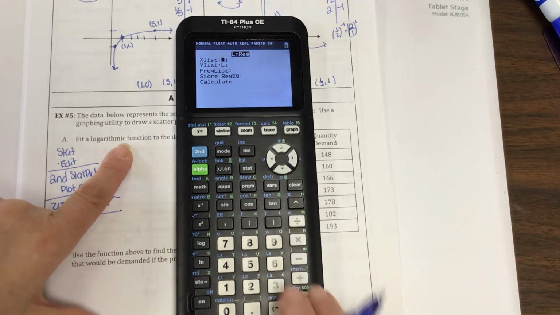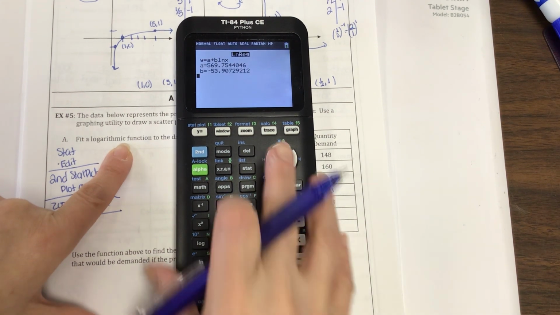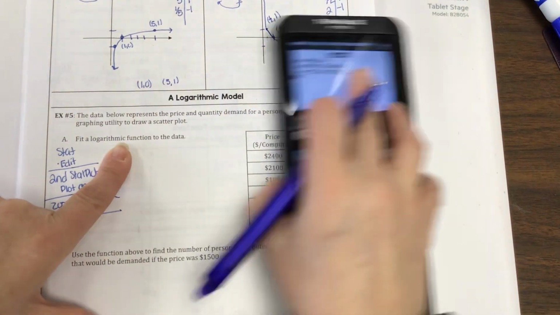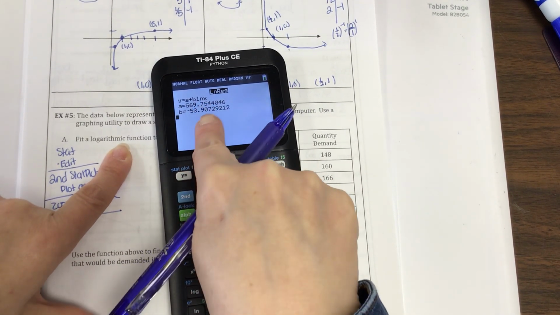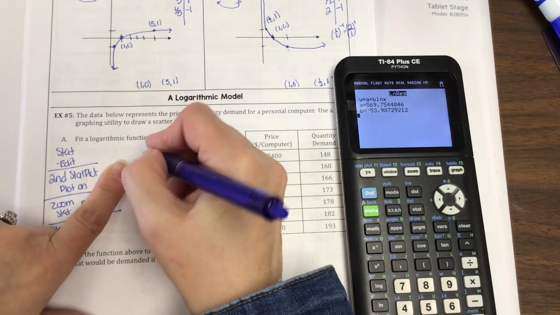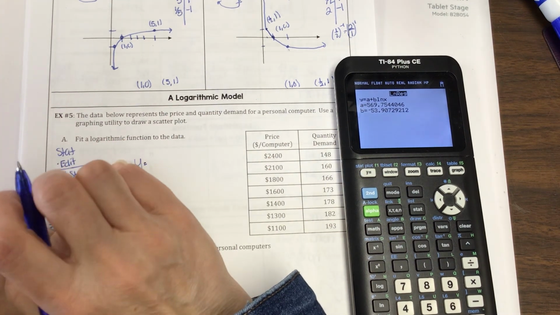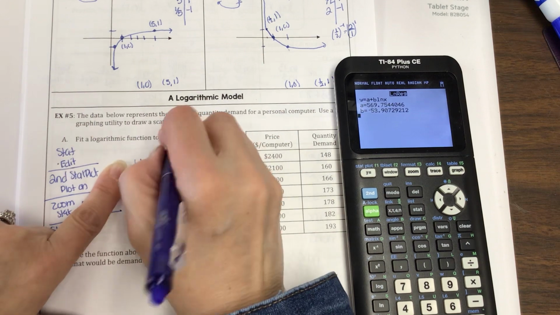Mine comes up with this. So I've got this, and actually you could store this if you want to. Wherever you can select where to store it at. I'm just going to calculate it. And so it tells you this is y equals a plus b times ln x, right? And it gives you an a and a b, correct? So y equals, and we're going to put 3 decimal places in there. A is 569.754.